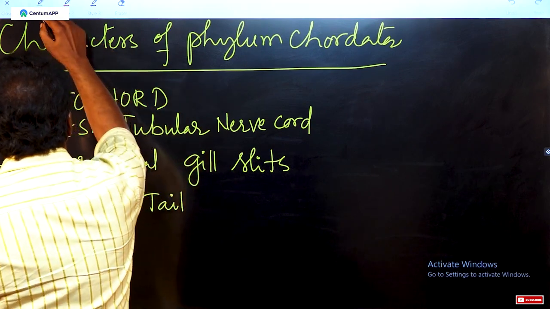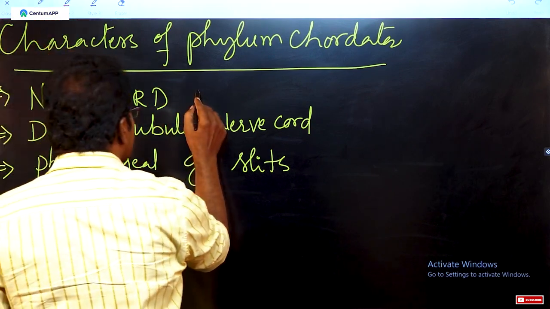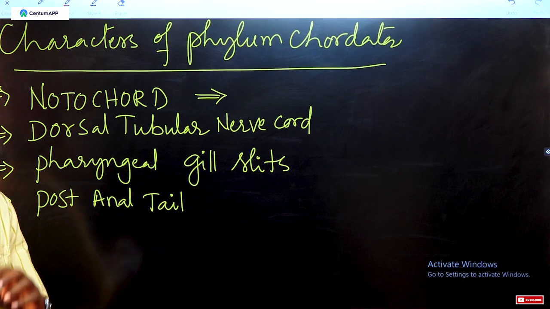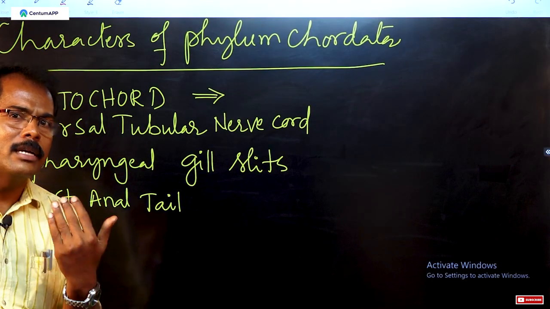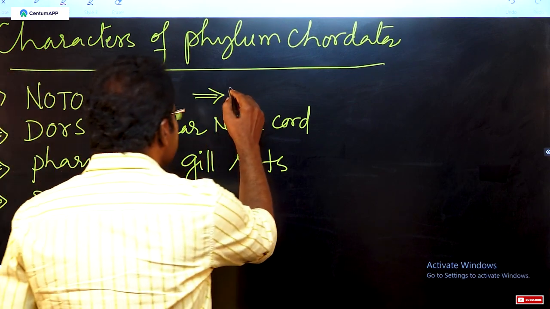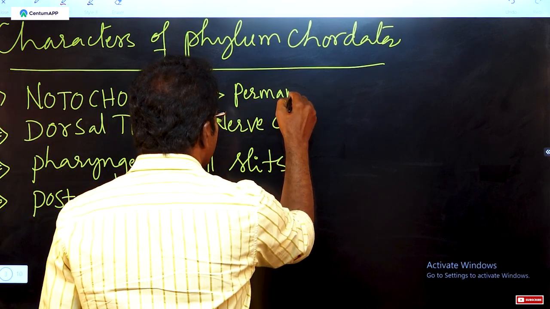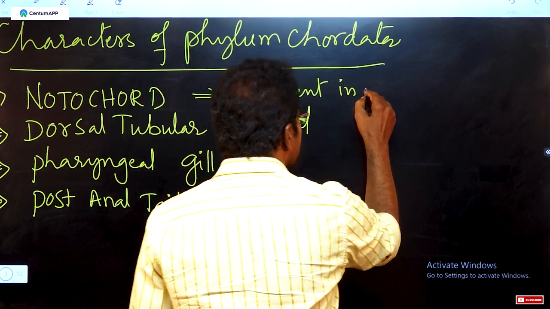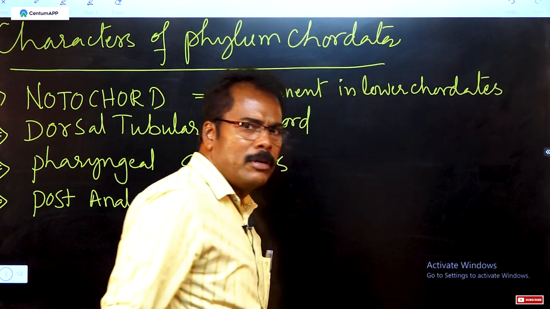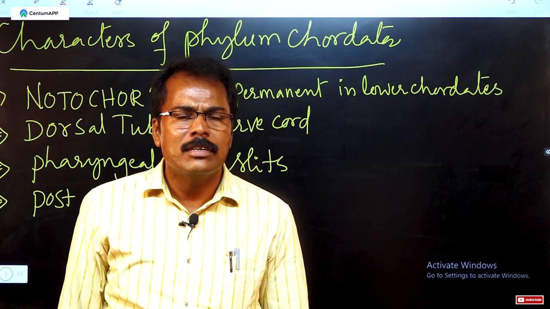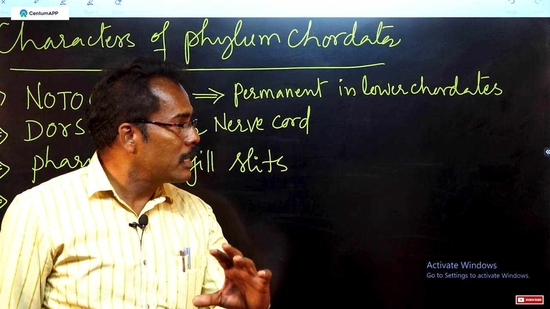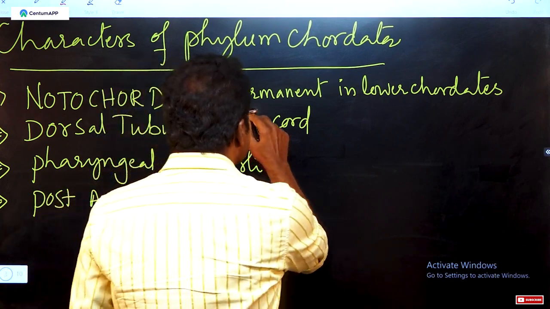The notochord is a rod-like structure which is present on the dorsal side of the organism and below the nerve cord, as well as above the alimentary canal, or in between the alimentary canal and nerve cord. This notochord is persistent or permanent in lower chordates. Example, in protocordates and in the larval stages of amphibia, and in the larval stages of fishes also. So once again, you have to remember this word. Notochord is permanent or persistent.